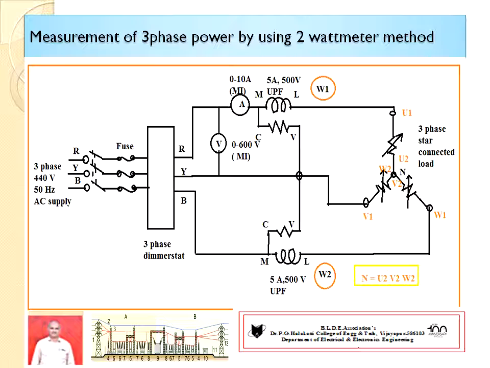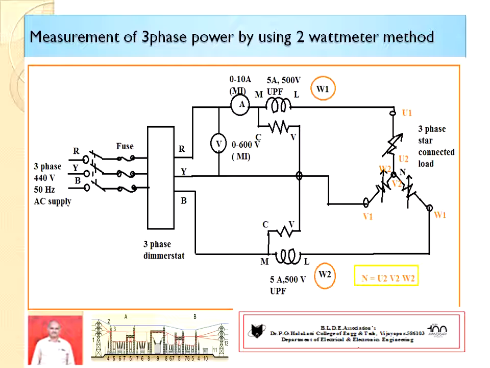The electrical circuit diagram for the 2 Wattmeter method for measurement of 3-phase power is as shown in the figure. We have to take the 3-phase supply provided in the basic electrical engineering lab. Then through the fuse board we connect to the dimmerstat, that is a 3-phase dimmerstat. The output of the 3-phase dimmerstat is taken for further connection.